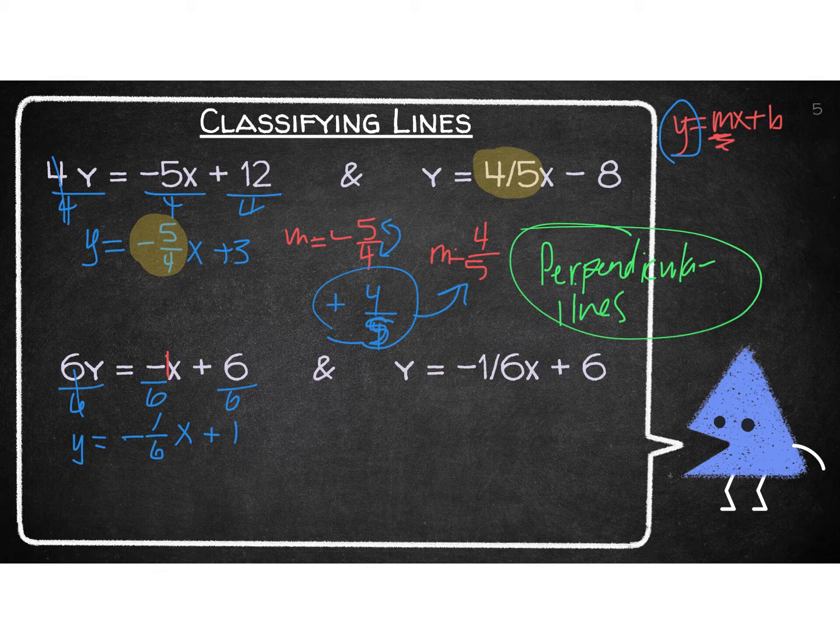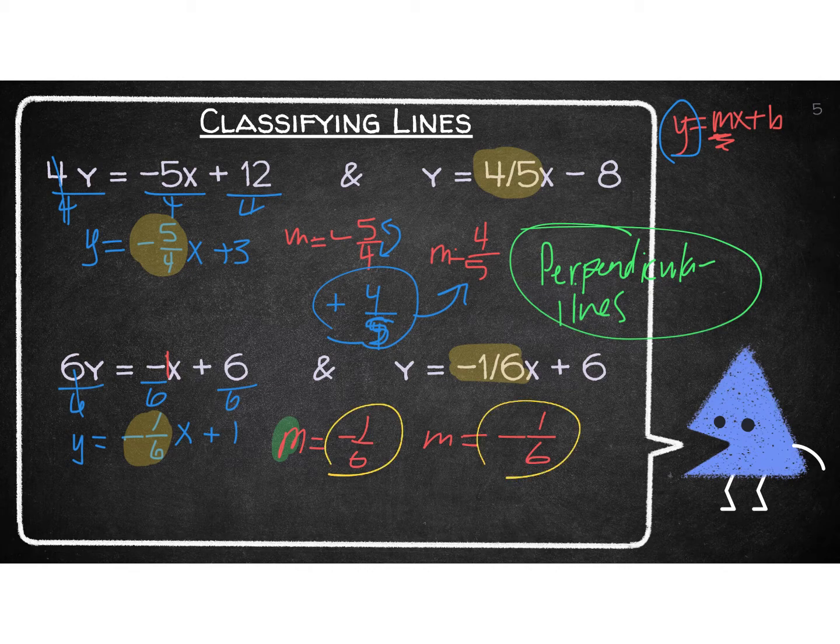So my slope of this first one is negative 1/6. So I want to see if the other one is the same or opposite reciprocals. So if the next one is already in slope-intercept form, the number before the x is negative 1/6. So we have m of negative 1/6 for the first one, and we have an m of negative 1/6 for the second one. Those are obviously the same number, so that means they are parallel lines.